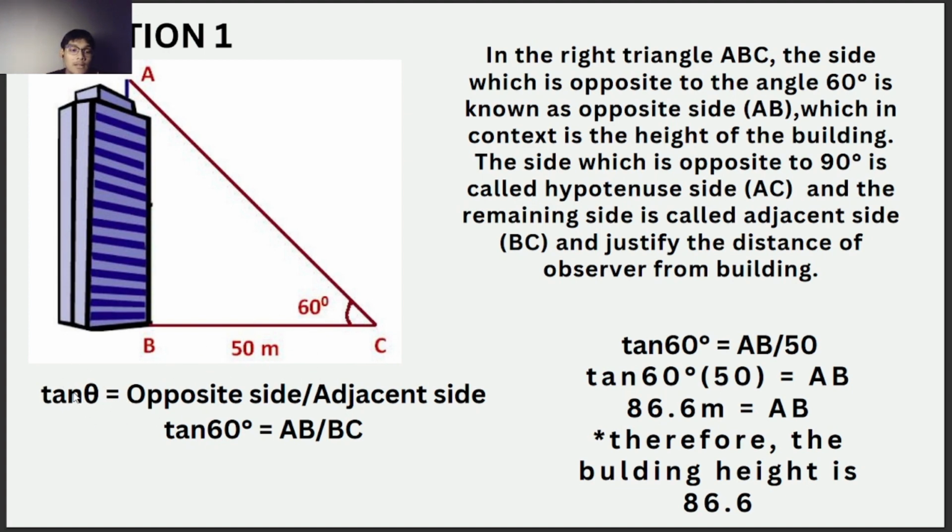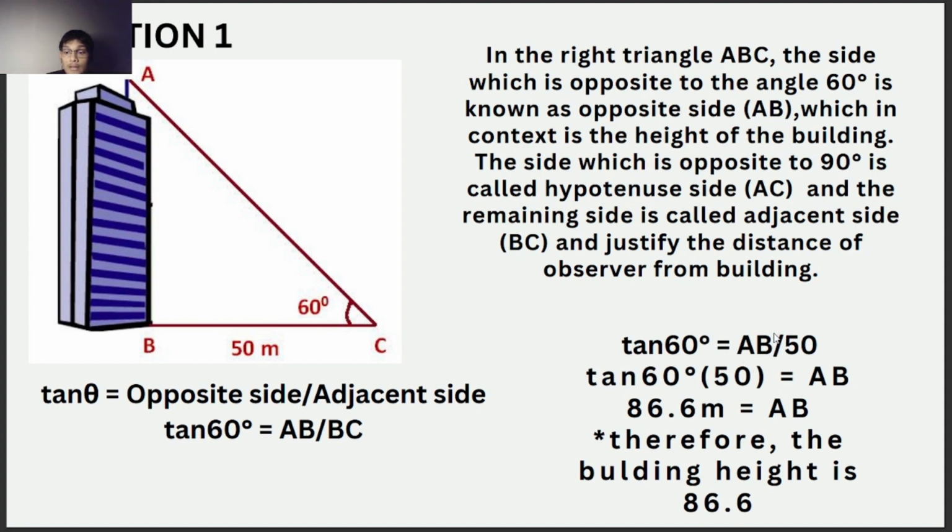Here it says that tan theta equals opposite side over adjacent side. You can see here, under the 60 degrees is the adjacent, and the opposite is AB. So we put it like here: tan 60 equals AB over BC. Basically it's opposite over adjacent. Then it becomes tan 60 equals AB over 50.